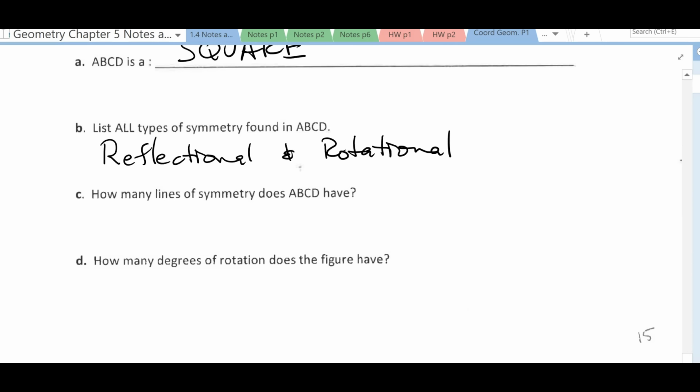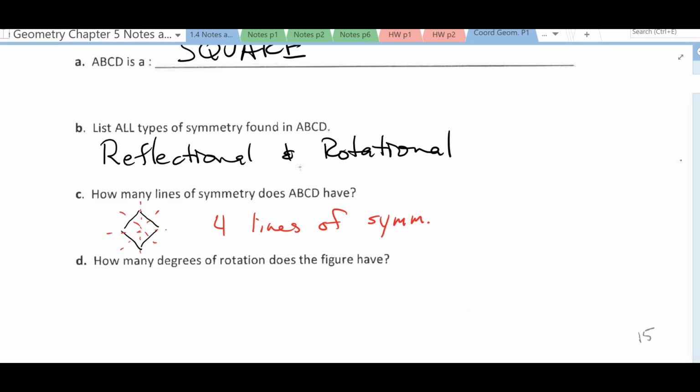All right, how many lines of symmetry does it have? So I'm going to draw a little sketch here of our square. It looks something like this. And I can draw 1, 2, 3, 4 lines of symmetry. Remember, these lines of symmetry divide it into mirrored halves.